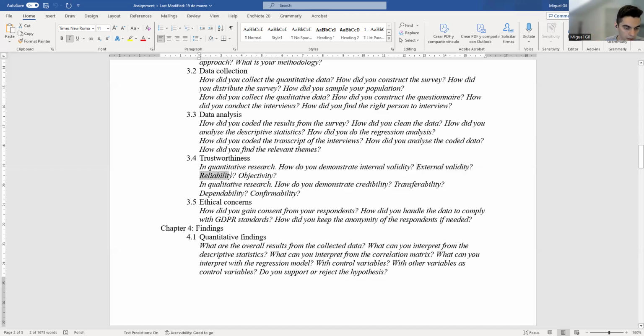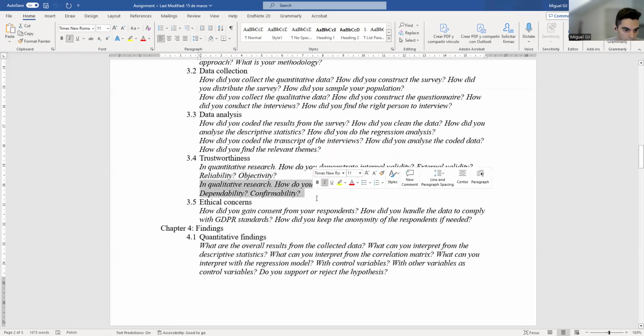For reliability and objectivity, you can say that the database is available and it can be replicated because in the data analysis you show how you did it. Objectivity, you can say that it is not biased, like the survey is very clean and it's not inclined towards something. So discuss that in one paragraph.